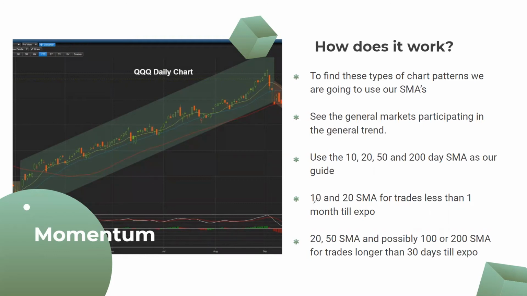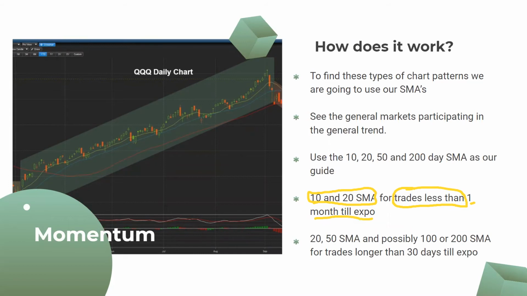10 and 20 SMA on trades less than 1 month till expiration. That's really important, because all the 10 and 20-day simple moving averages are telling you is what the stock has done for the past 10 days and the past 20 days. So if you want to look at what the stock has done over more than 30 days, obviously you're going to want to include your 50-day simple moving average.